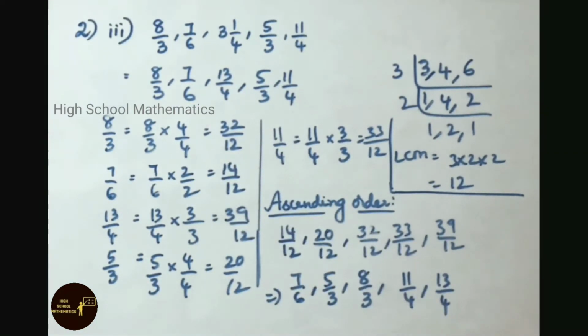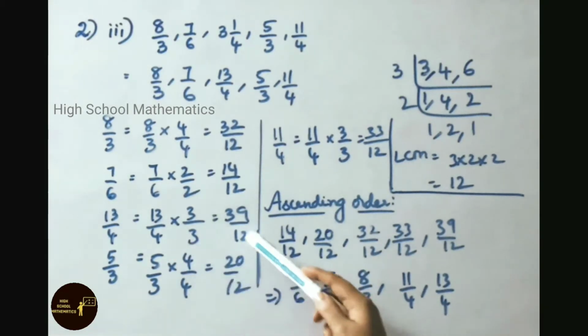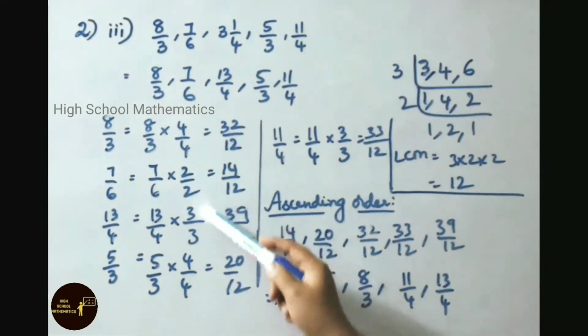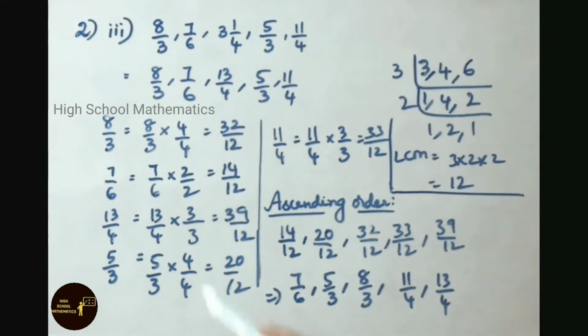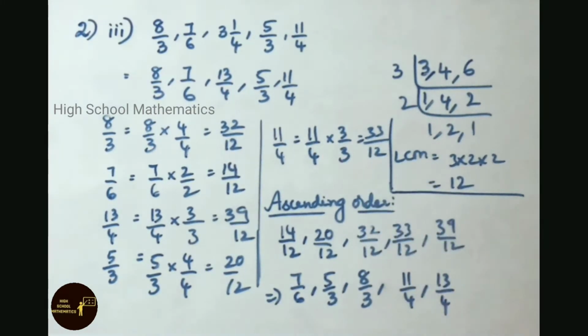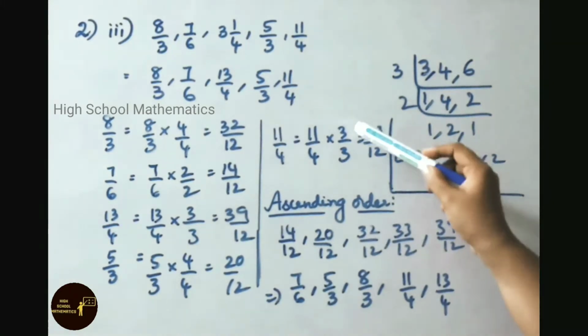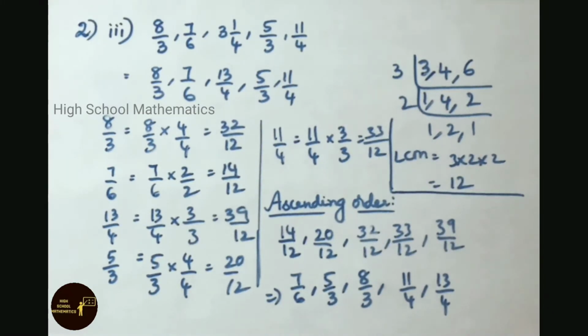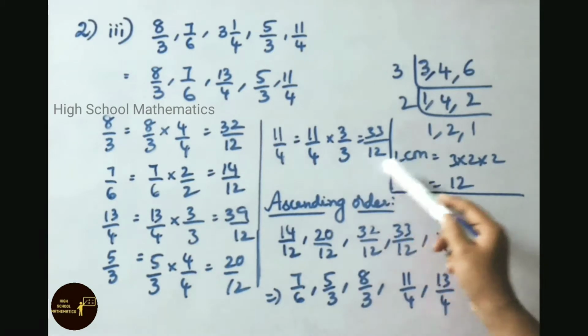See the next fraction, 13 by 4. 13 by 4 into, 4 table 12 is 3 times. So numerator and denominator we multiplied by 3. 13 3s are 39, 4 3s are 12. See next fraction, 5 by 3. 5 by 3 into, 3 table 12 is 4 times. So 4 we have multiplied to numerator and denominator. So 5 4s are 20, 3 4s are 12. See the last fraction, 11 by 4. That equals 11 by 4 into, 4 table 12 is 3 times. So numerator and denominator we multiplied by 3. 11 3s are 33, 4 3s are 12.